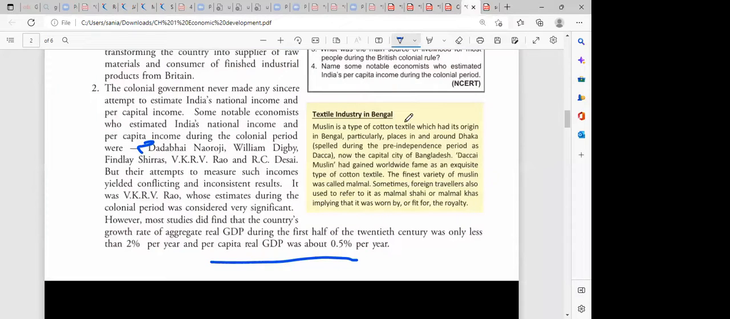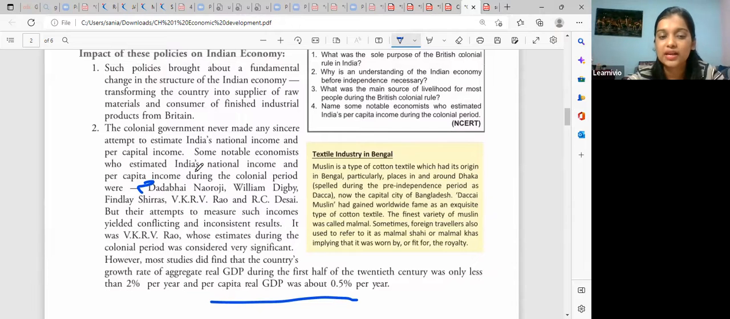So you are going to write this: give it a hashtag and write, notable economists who estimated India's per capita income during the colonial period. And write this: Dadabhai Naoroji, William Digby, Findlay Shirras, V.K.R.V. Rao, and R.C. Desai. Clear? Yes, ma'am.